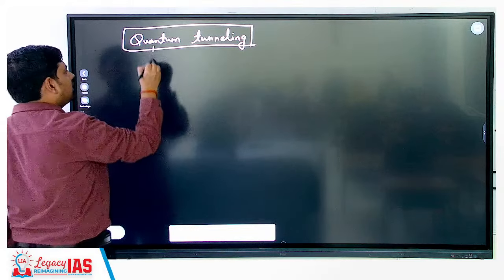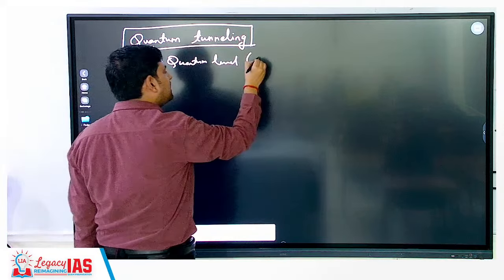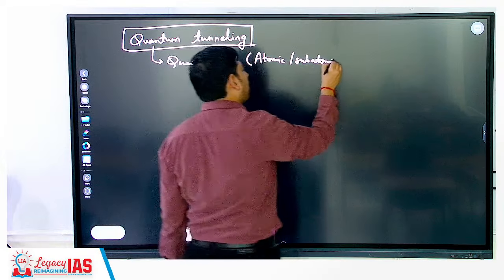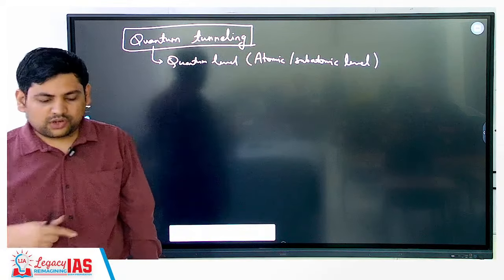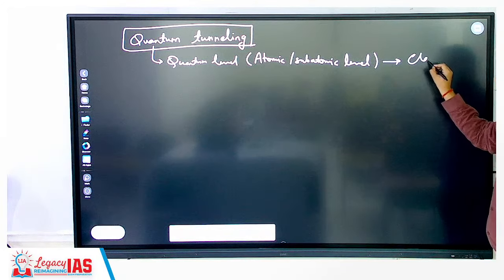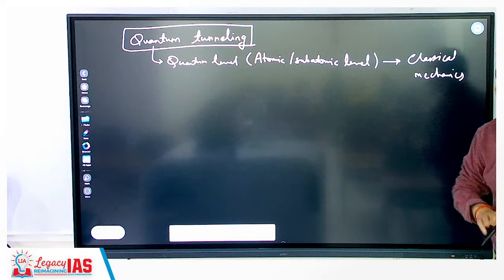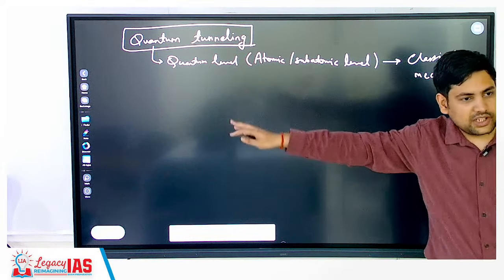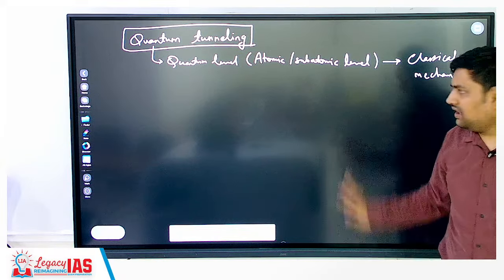So basically, when you go to the quantum level, that is the atomic or subatomic level, at the level of atoms or electrons, what will happen? It has been found that classical mechanics, which you understand, what is classical mechanics? A car goes at 40 km per hour. In 1 hour, how many kilometers will it reach? 40 km. Correct? So all this is classical mechanics. Whatever mechanics or physics you understand is classical physics.